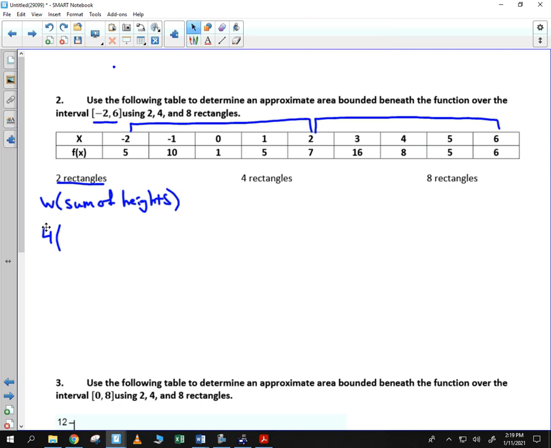Well, remember, you have the right side and the left side of this. You evaluate the height at the right side of it. And what do we use to evaluate the height? We use f of x. And so the first height is 7, the second height is 6. And 4 times 7 plus 6 is going to give us 52.